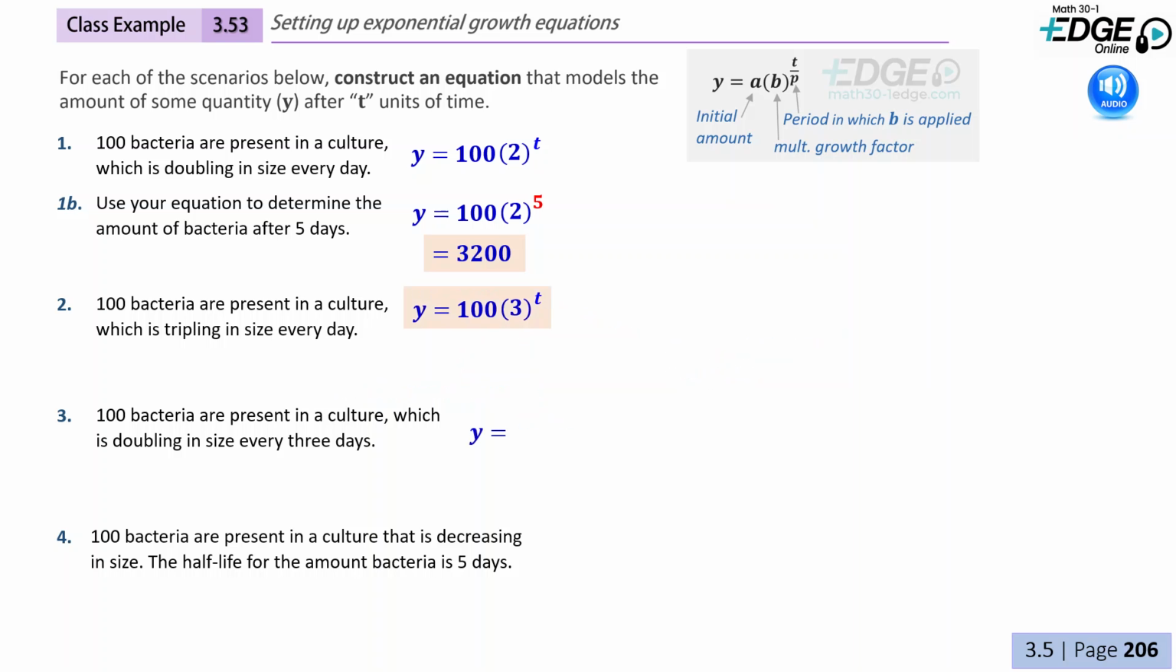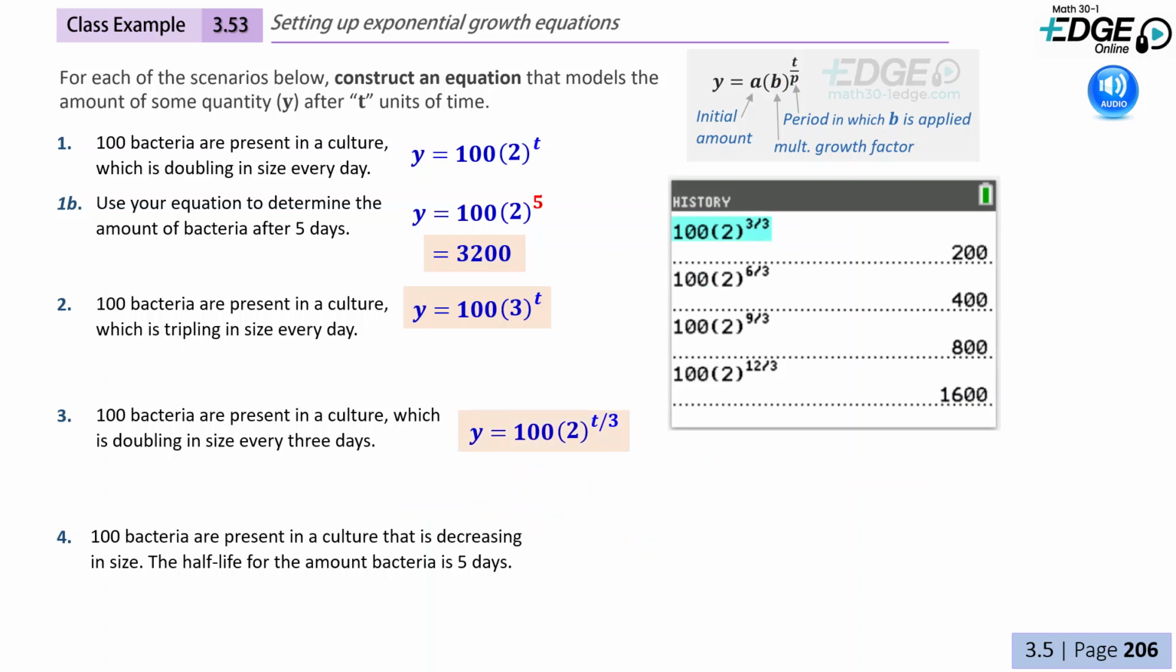Number 3, 100 bacteria are present in a culture, which is doubling in size every 3 days. So this is going to change up our exponent a little bit. Again, the initial population is 100. We're doubling. But now, following our equation above, our p-value is the period in which b is applied. So we are doubling, that's why we have 2 for our b-value. And then it's every 3 days.